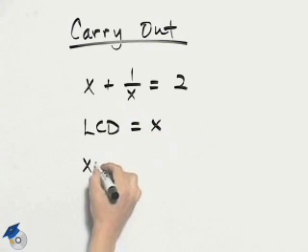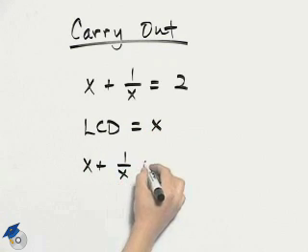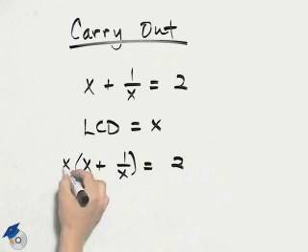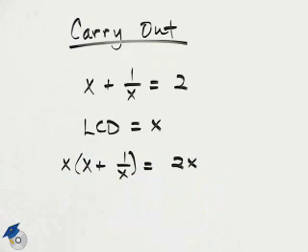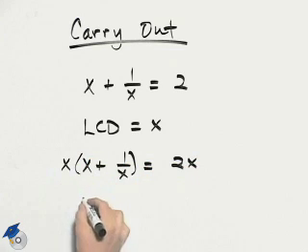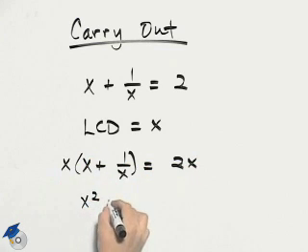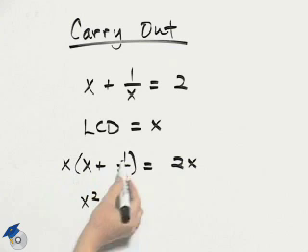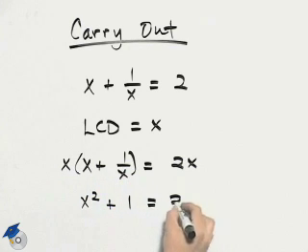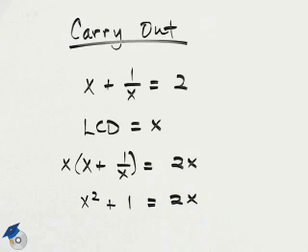So I'll rewrite the equation as I have it, and I will multiply both sides of the equation by x. Now, using the distributive property, we have x times x, which is x squared, plus x times 1 over x is 1. That is equal to 2x.